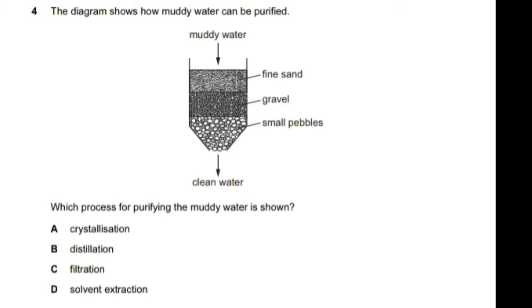Next question, there is a diagram given. Small pebbles, gravels, fine sand, and water is passing from the top and we can collect pure water at the bottom part. What is the name of this process? The name of this process is filtration. Filtration is the process.